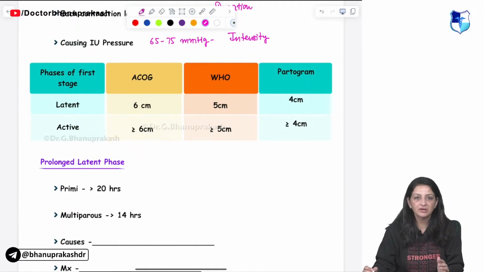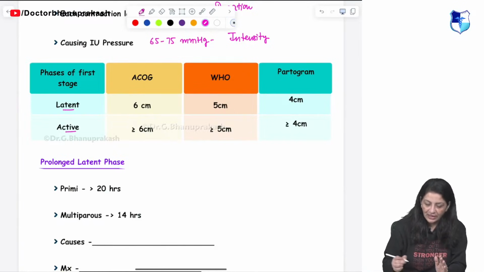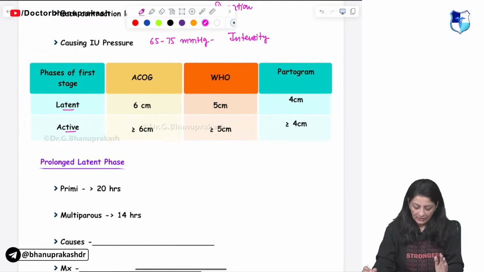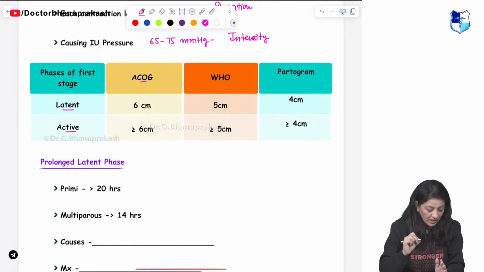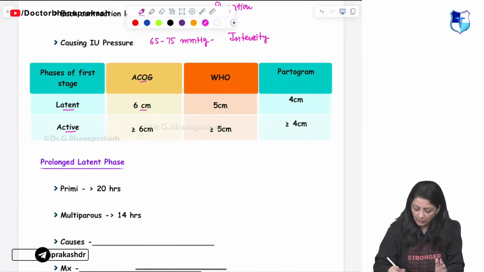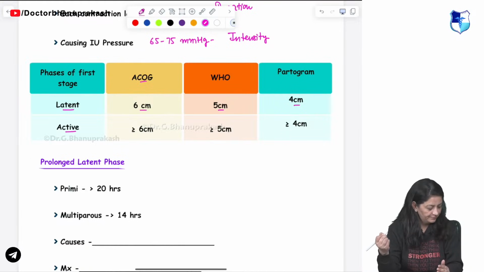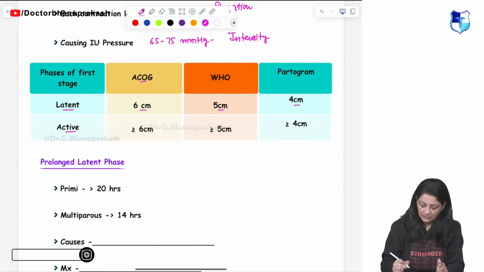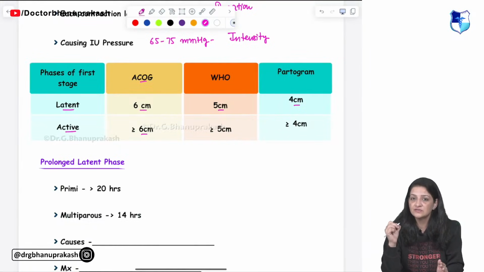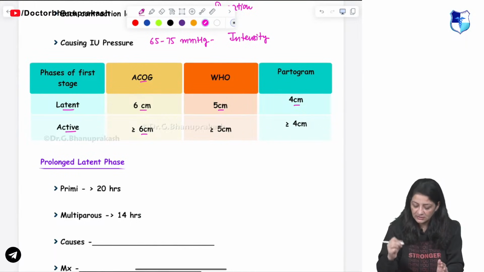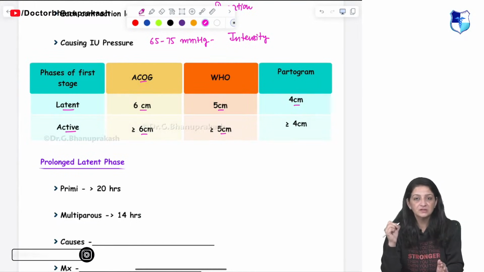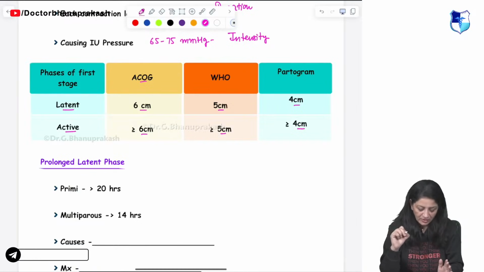The first stage of labor is the longest stage, divided into latent phase and active phase. Latent phase, according to American guidelines, is up to 6 centimeters. According to WHO, 5 centimeters. According to partogram, 4 centimeters. They are all different. Active phase starts after dilatation of 6 centimeters according to American guidelines, after 5 centimeters by WHO, after 4 centimeters by partogram. Just remember the values.